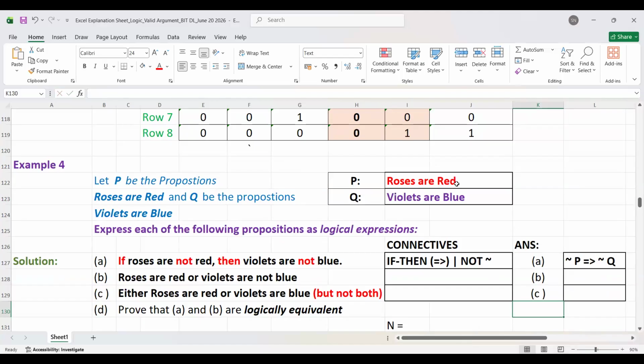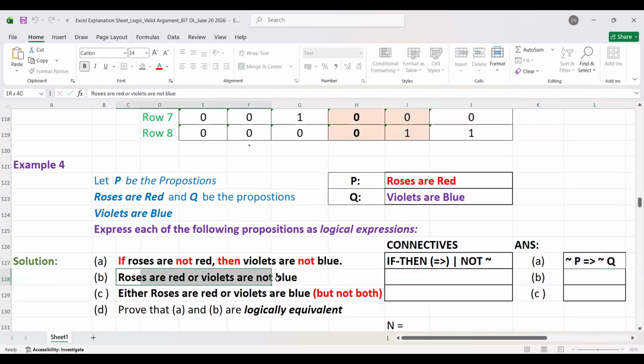Roses are red, it's P. So when you say roses are not red, it becomes negation of P, like this. If and then is a symbol, the implication sign. And then violets are not blue becomes negation of Q. Okay, now let's come to B.